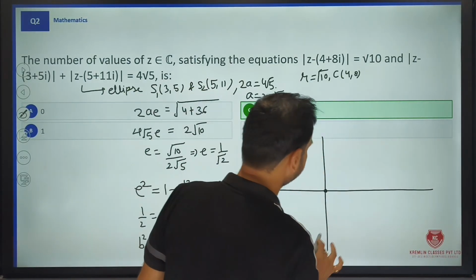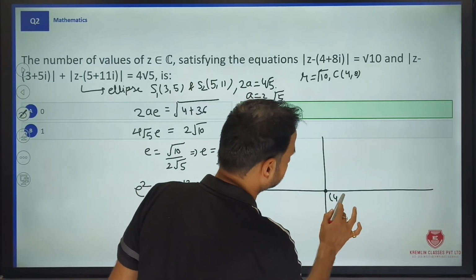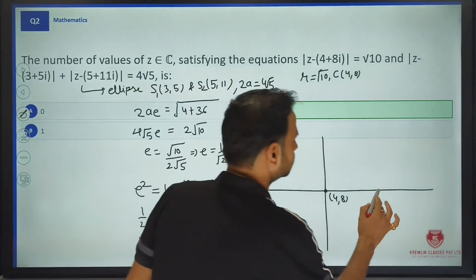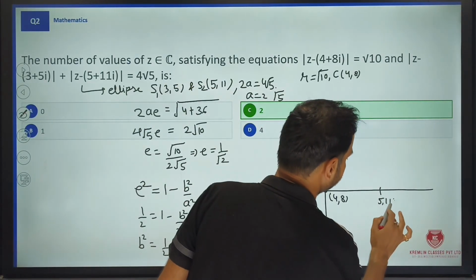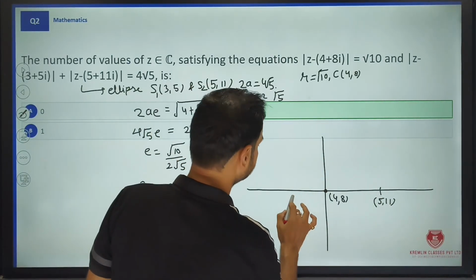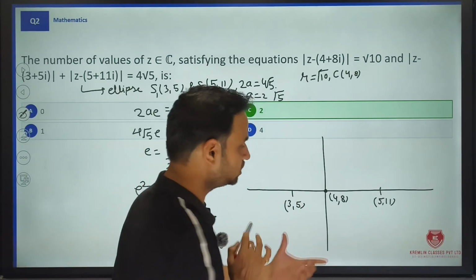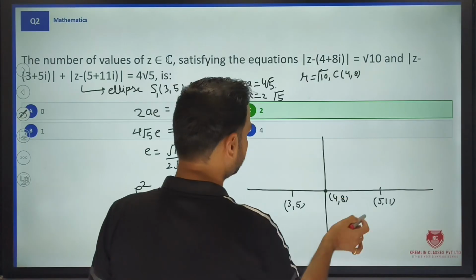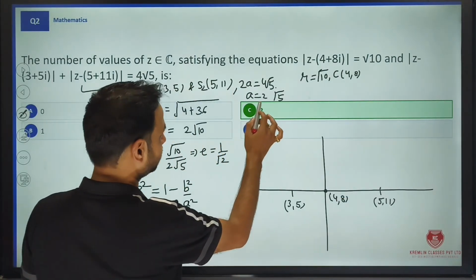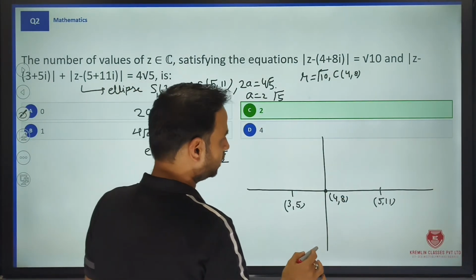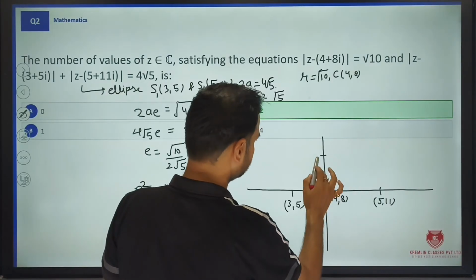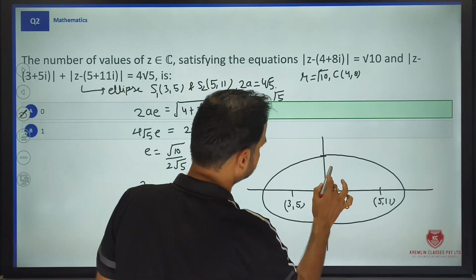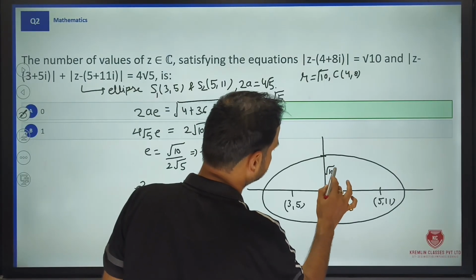So I am drawing the center here of the circle, 4, 8. And you can see the midpoint of this is also the center of circle, 5, 11, the focus, and the second one is 3, 5. This is a rough diagram. We are taking 4, 8 as origin. So what about the 2 root 5? About this, the ellipse is given like this, and here it is root 10.